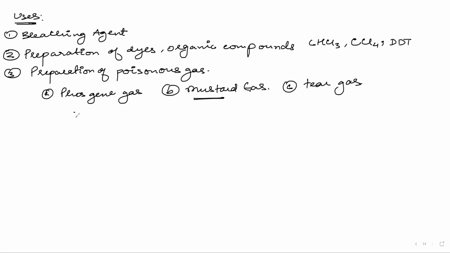For phosgene, it is COCl2. For mustard gas, it is Cl, CH2, CH2. Here you have sulfur. Here you have CH2, here you have CH2, and here you have Cl. Okay. Now, for tear gas, it is CCl3, NO2. This is tear gas.